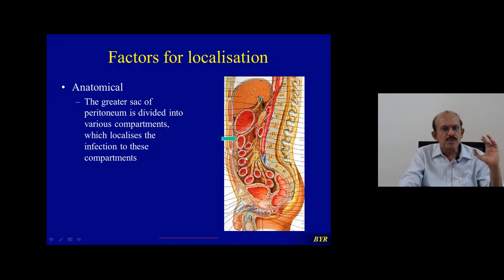Only in a few patients will there be spreading peritonitis. In most patients it gets localized. Why? Because of certain anatomical factors and certain pathological factors. What are these anatomical factors?